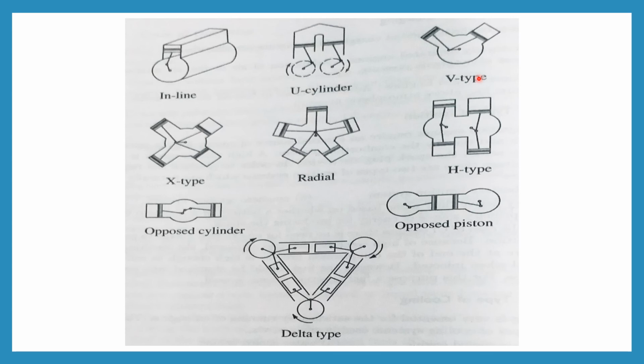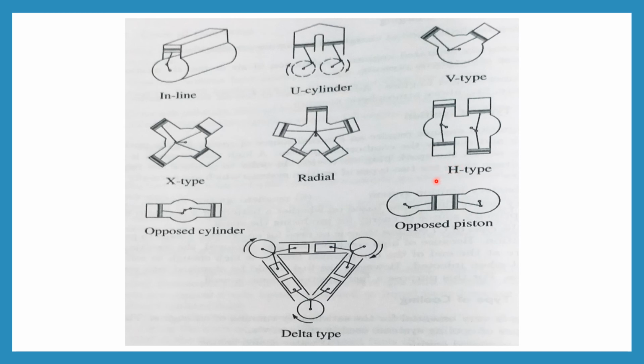Next is the U-cylinder engine. The U-type is a variation of the opposed cylinder type arrangement. Next is the X-type. The X-type design is a variation of the V-type. It has 4 banks of cylinders attached to a single crankshaft.